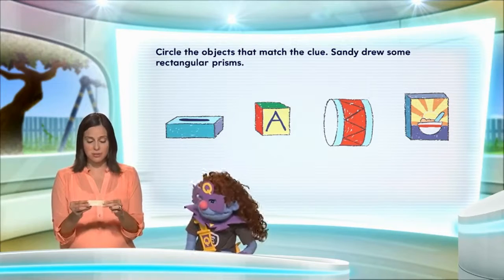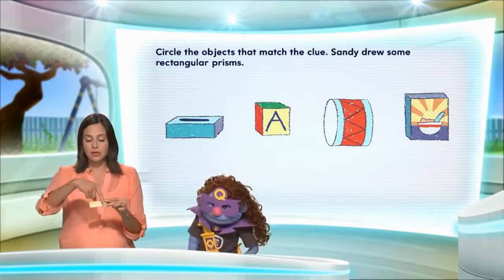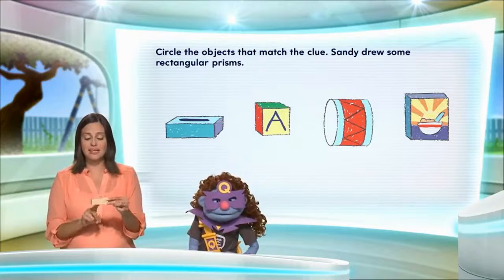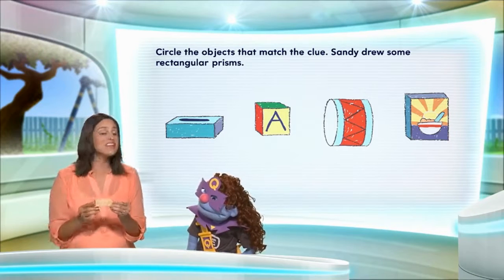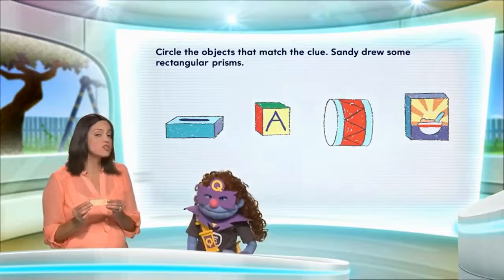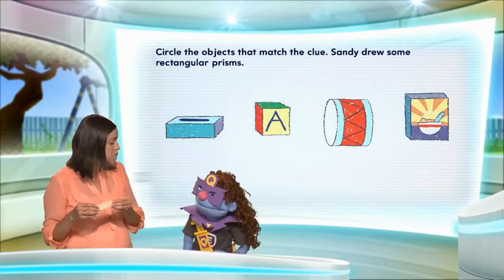Here's my rectangular prism, and it has 1, 2, 3, the back one, 4, 5, 6 flat surfaces. So we're looking for objects with 6 flat surfaces.